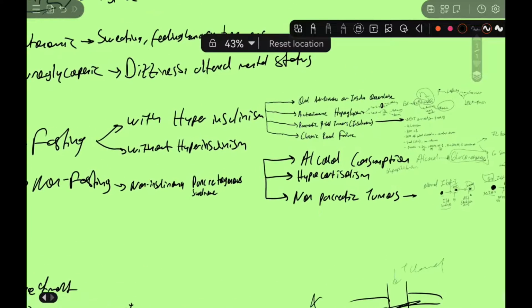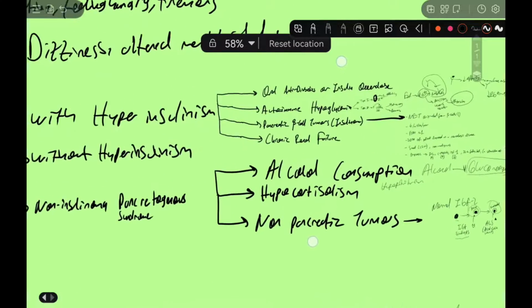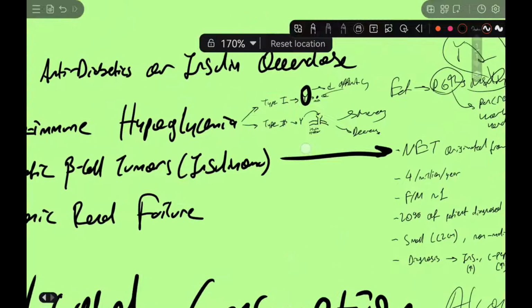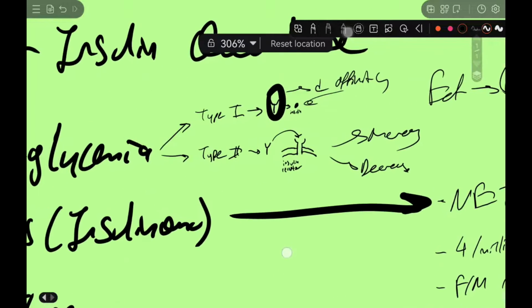If you look at with hyperinsulinism, we will see oral antidiabetic or insulin overdose. We first need to check this, because the patient might have some psychiatric disorders too, and maybe she or he tried to commit suicide or something else. And we also have autoimmune hypoglycemia. We divide autoimmune hypoglycemia into two: type 1 and type 2.